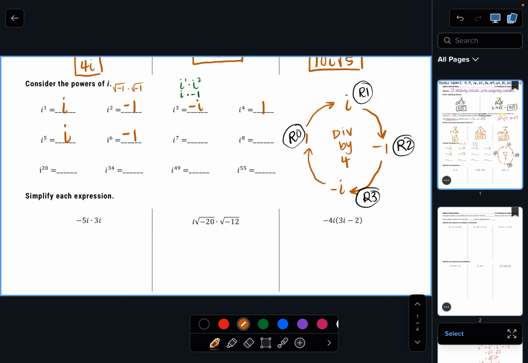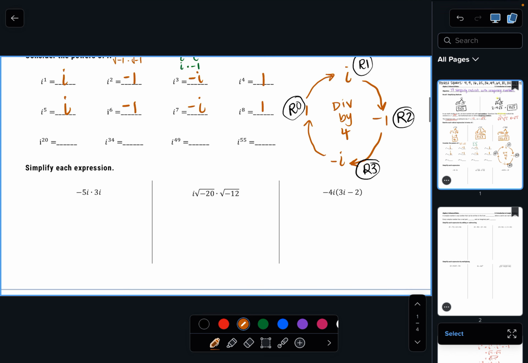If I take 7 and I divide it by 4, what is the remainder? 3. So that means it's negative I. If I take 8 and I divide it by 4, what is the remainder? 0. So it's a 1. If I take 20 and I divide it by 4, do I have a remainder? No. So it is a 1.